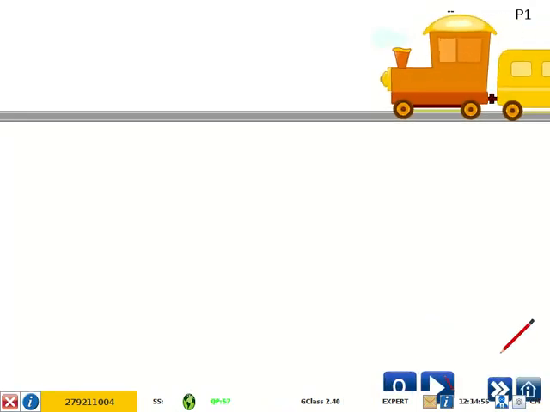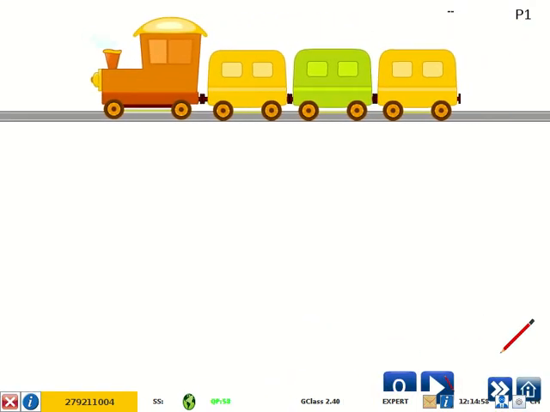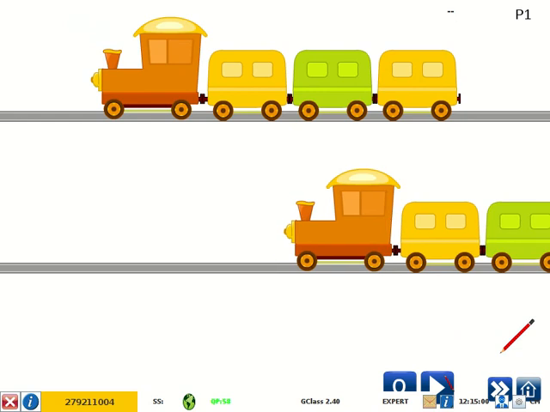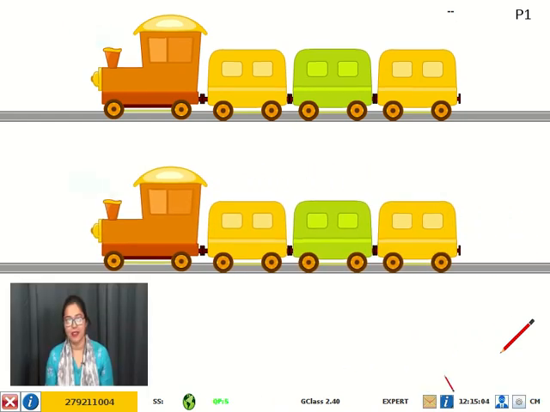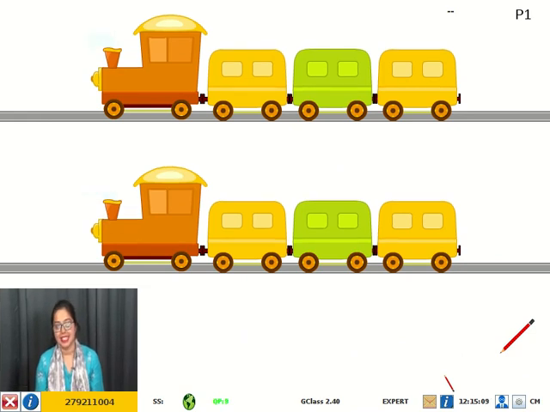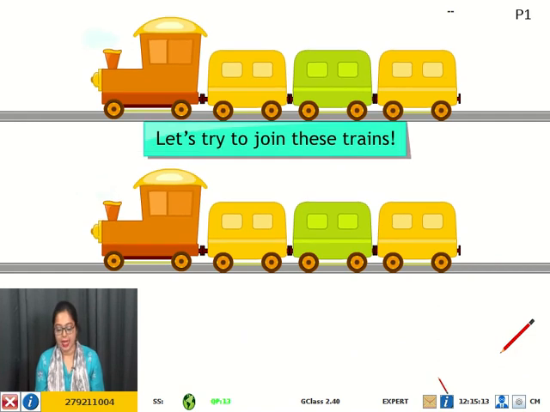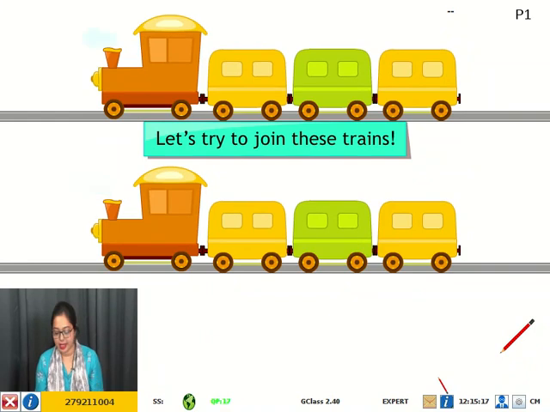Okay, so see what is coming up on the screen. What you can see on the screen? You can see a toy train on the screen, isn't it? Do you have a toy train? Have you ever played with a toy train? Yes, isn't it, in your childhood? So see, let's try to join these trains. Okay, let's try to join these toy trains.